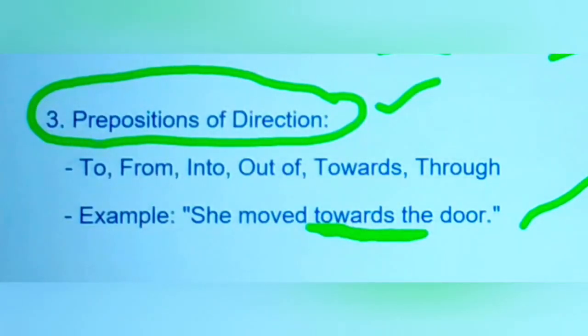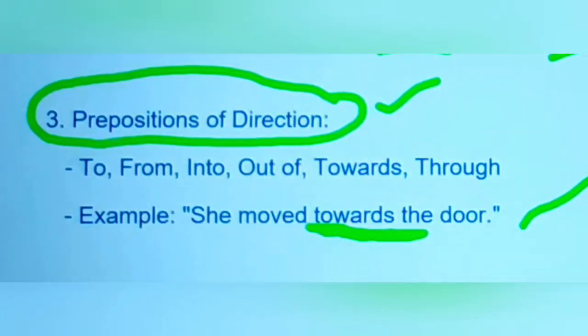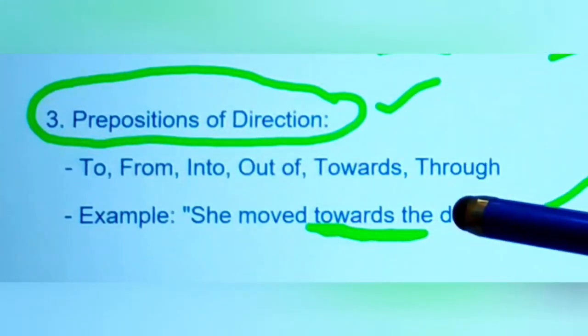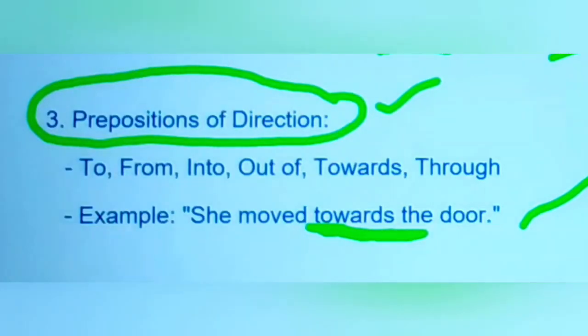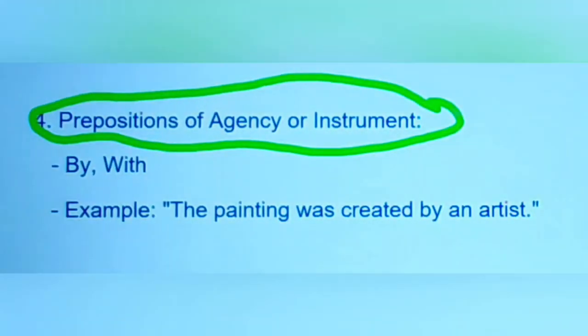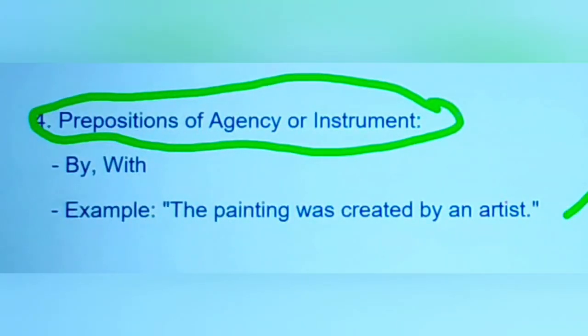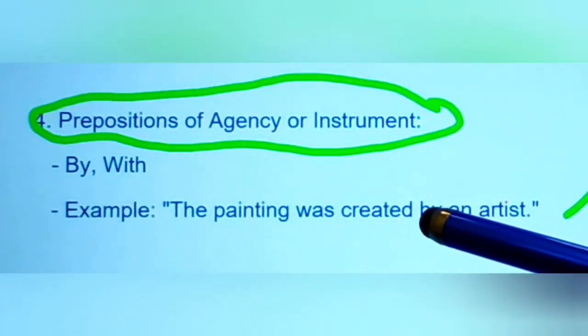So in this sentence, the preposition toward describes the direction. So this is an example of a preposition of direction. Next one we have here is the preposition of agency or instrument, and the prepositions here are by, with. For example, in the sentence, the painting was created by an artist.